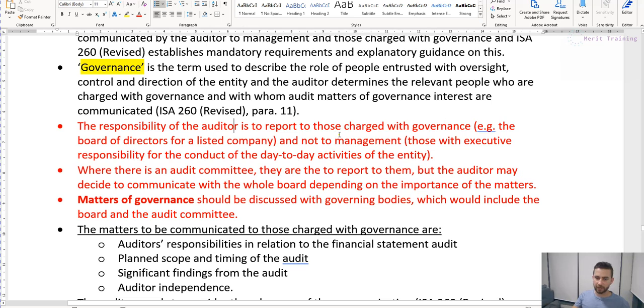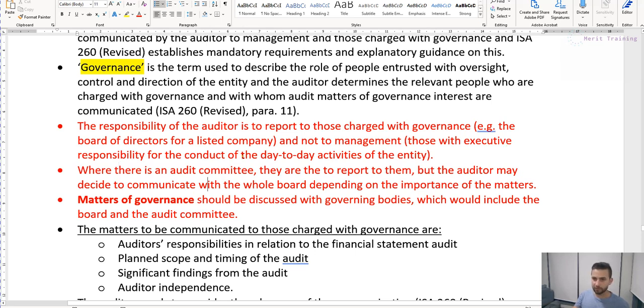Because at the end of the day, if the one running the business and the management is the one committing fraud, or if there's a material misstatement, you don't want to report to management, because then obviously they're going to squash that issue. So there needs to be reporting to a separate governance body, which is of course the board. And the board might have an audit committee. So where there is an audit committee, and this is just a subcommittee of the board, like it's still part of the board, they are to report to them, but the auditor may decide to communicate with the whole board depending on the importance of the matters, right?